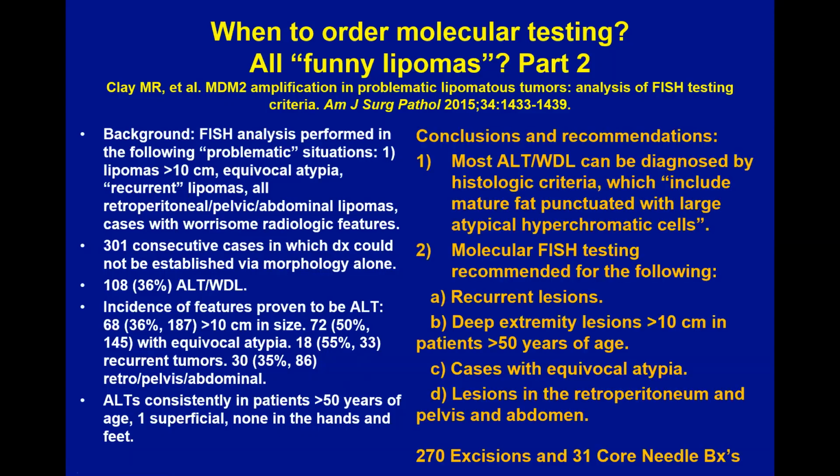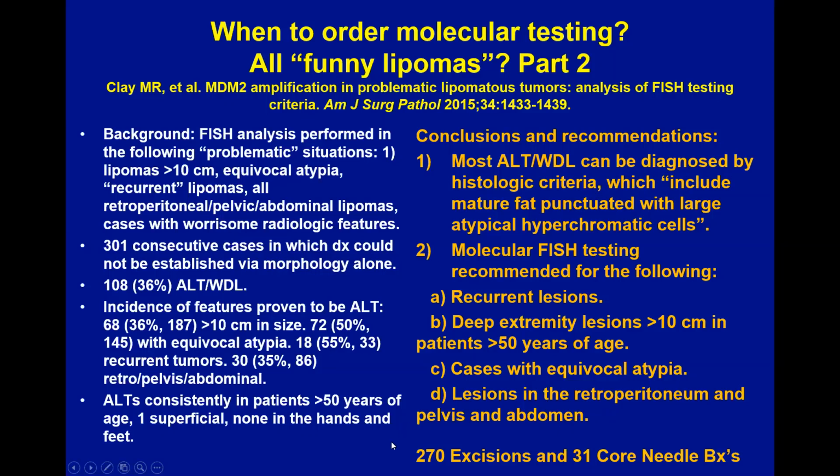What were their conclusions? Well, first and very importantly was that most examples of ALT and well-differentiated liposarcoma can be diagnosed by histologic criteria, which, this was an exact quote from them, include mature fat punctuated with large atypical hyperchromatic cells. Those hyperchromatic stromal cells I mentioned to you previously. And then they recommended molecular FISH testing for the following. Recurrent lesions, so any fatty tumor that was a recurrent lesion they tested, even if it had been called lipoma originally. Deep extremity lesions that were greater than 10 centimeters and in patients greater than 50 years of age, cases with equivocal atypia, and lesions in the retroperitoneum, pelvis, and abdomen.